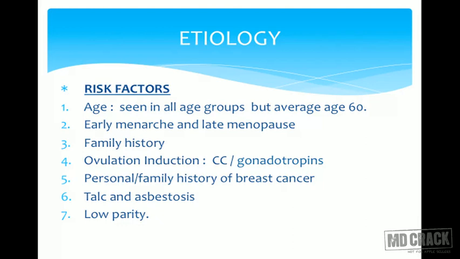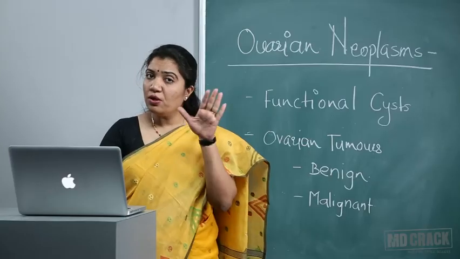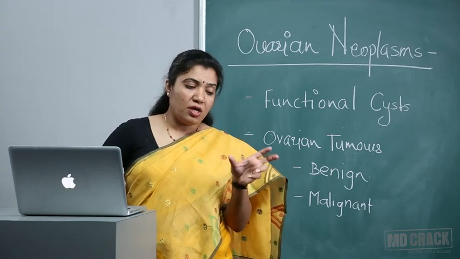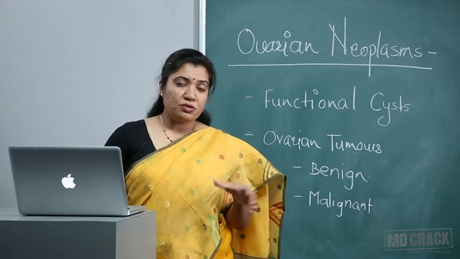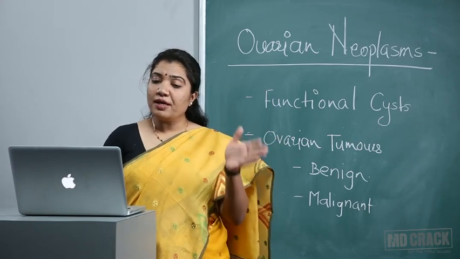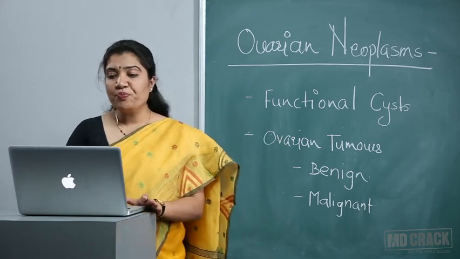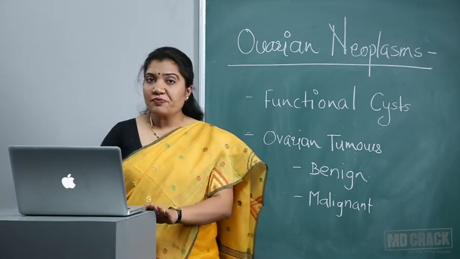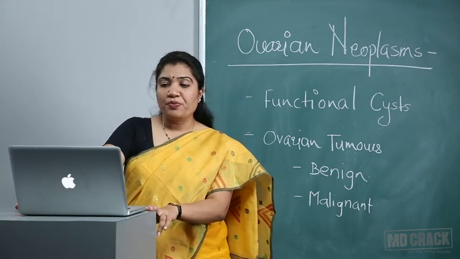Talc and use of asbestos. Low parity. Again, low parity means a low period of amenorrhea or anovulation. Lactation would be less. The period of amenorrhea will not be there. Again, maximum ovulation will act as a risk factor for CA ovary.